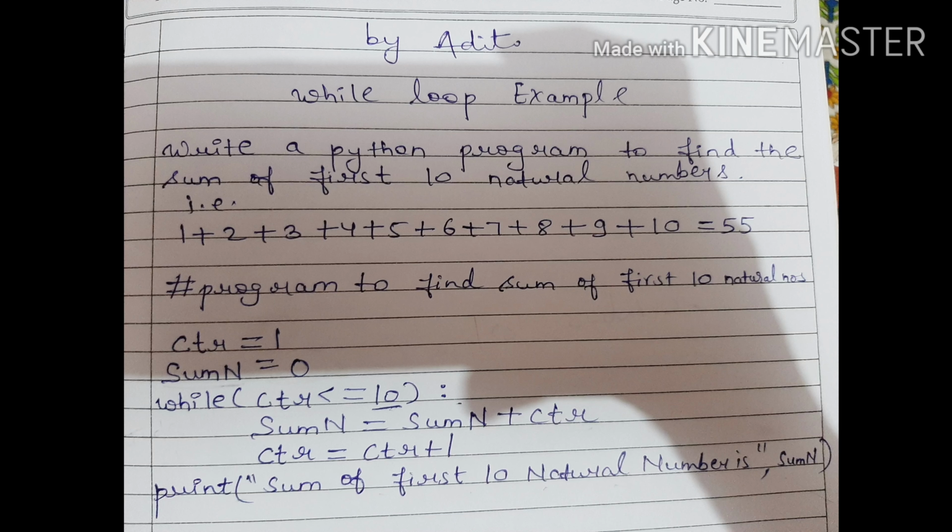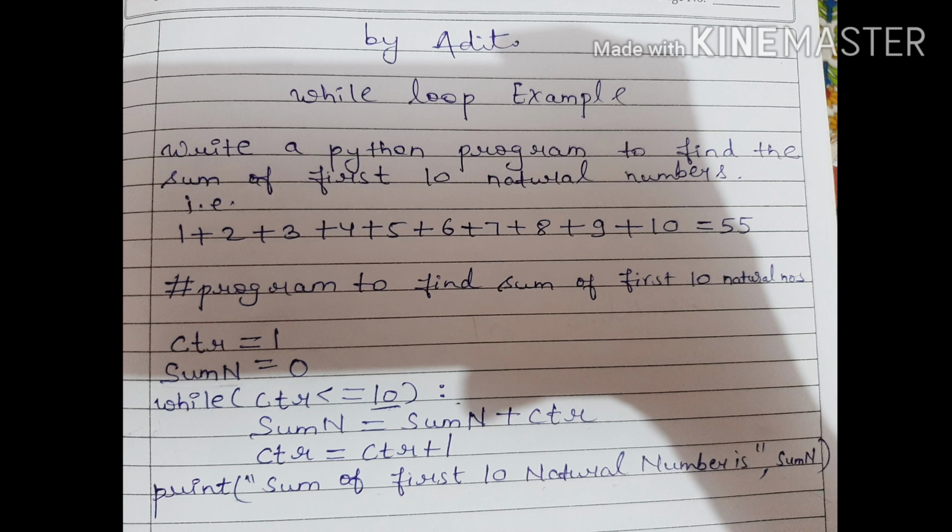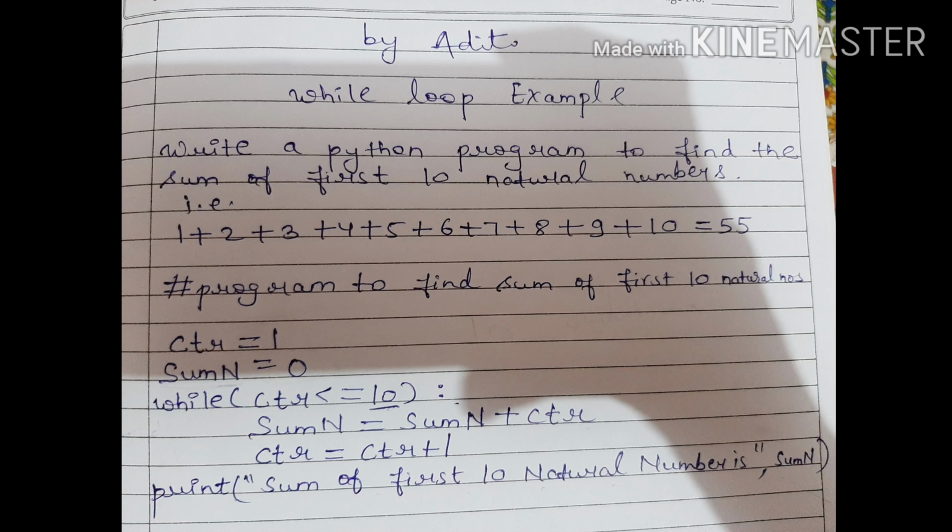Sum n will be replaced by the value that is calculated in the while loop in the output. Here the output will be: the sum of first n natural numbers is 55.